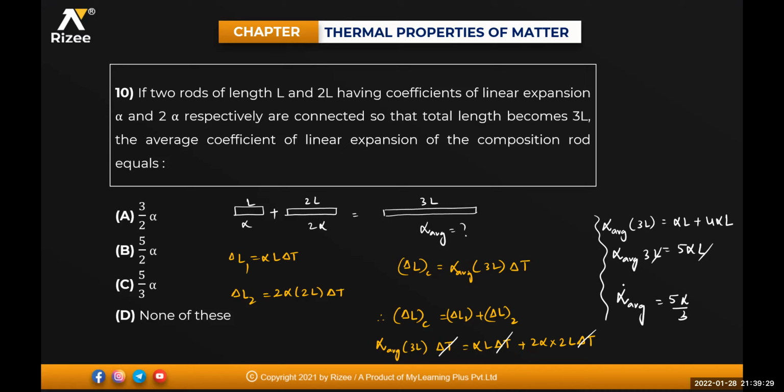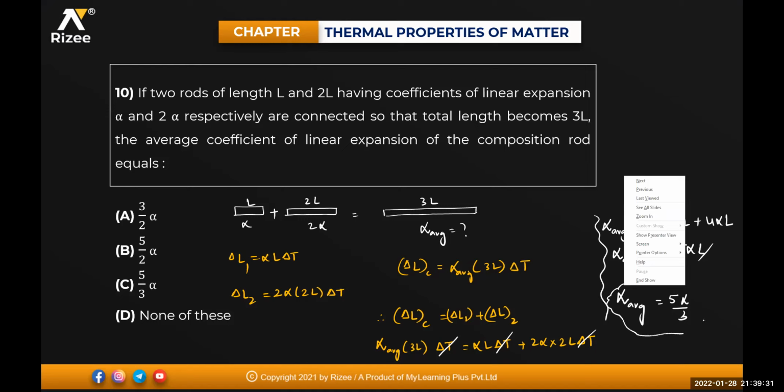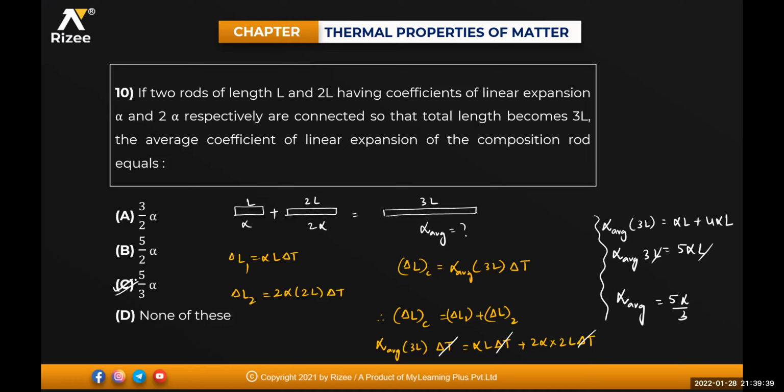Okay. So this will become 5 alpha divided by 3. This will be the answer. 5 alpha divided by 3. Third option. Clear, beta? Sir, yes. Very good. Chalo.